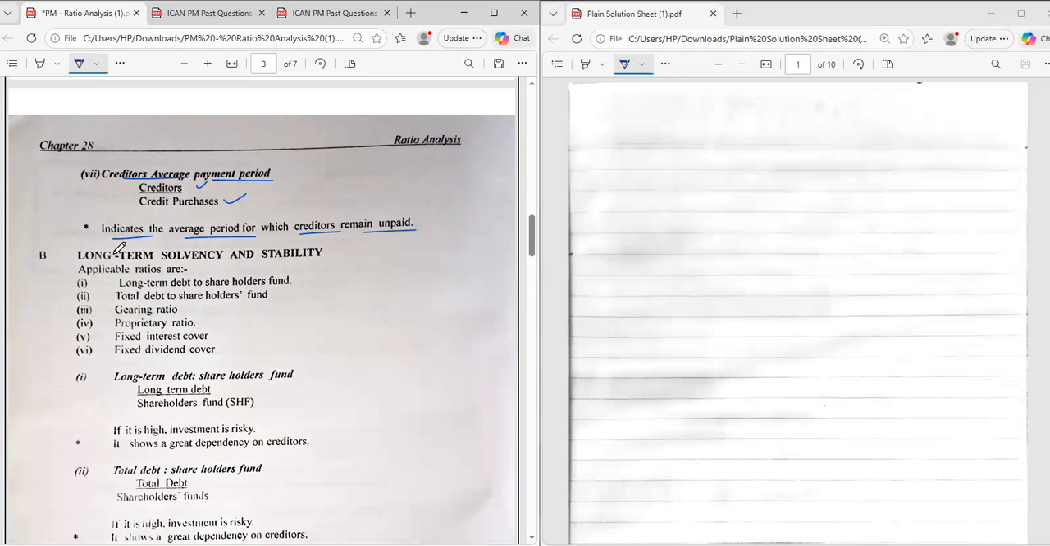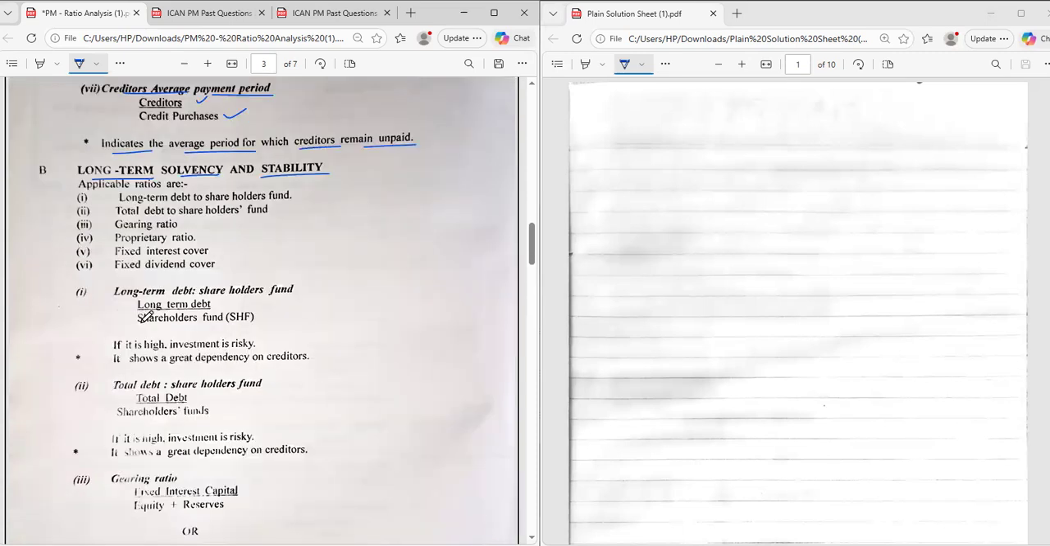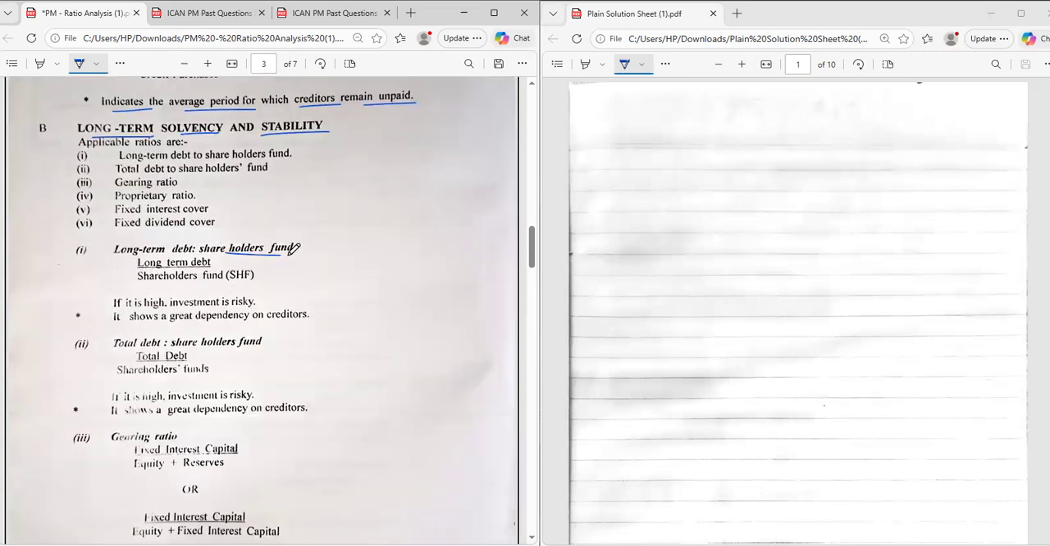The next category, which I'm going to be very, very brief on, the materials are available, you can read it. It is your long-term solvency and stability ratio. For your long-term solvency and stability ratio, we have the long-term debt to shareholders fund. The formula is long-term debt divided by shareholders fund. This shareholders fund is equity. Equity only.